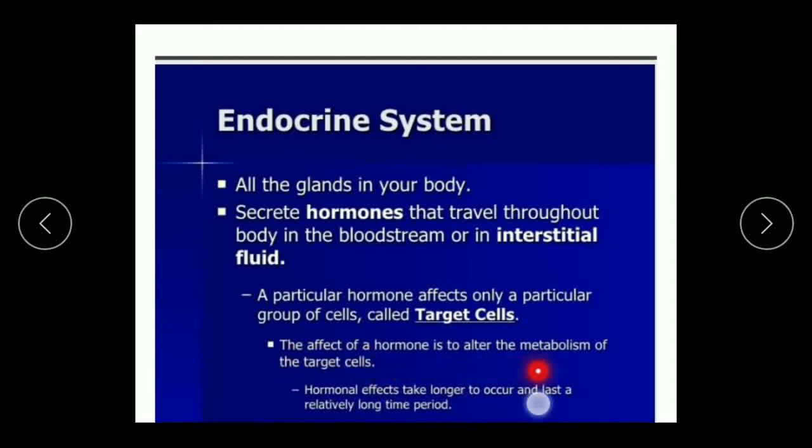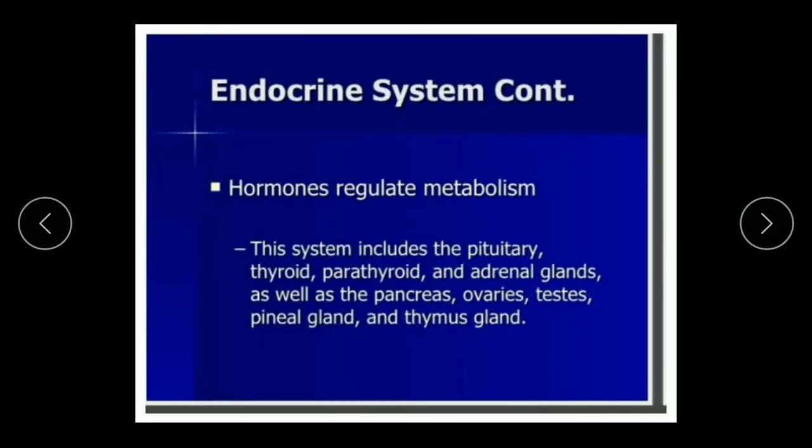The effect of hormones is to alter the metabolism of the target cells. The normal functioning of the cells at the target site is altered in specific regions due to the hormone's influence. Hormonal effects take longer to occur and last for relatively long periods in the body. So, the endocrine system: hormones regulate the metabolism.